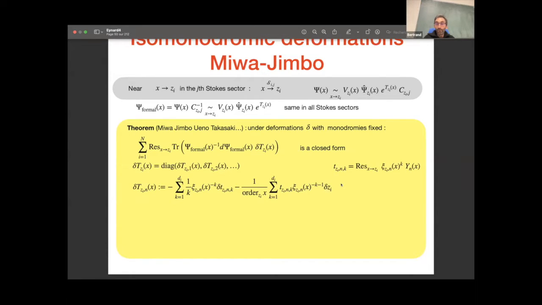On the times where these residues. And since this is a closed form, it can be considered locally as the differential of some function, which you call the tau function, or more precisely the log of the tau function. And this is really the definition of the Miwa-Jimbo tau function. So it is the function whose differential is equal to this closed form.